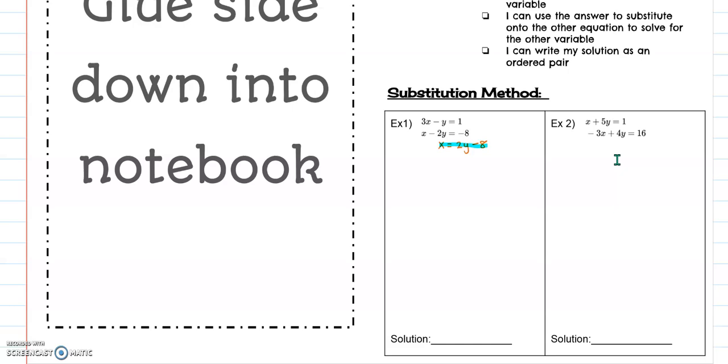Now I'm going to take this equation, x equals 2y minus 8, and I'm going to substitute in my first equation for x. So I'm going to write 3 parentheses 2y minus 8, close parentheses, minus y equals 1. So I'm going to take that second equation and substitute it for the x variable. And notice now we only have one variable, which is just y. So now let's solve for y. So I'm going to distribute.